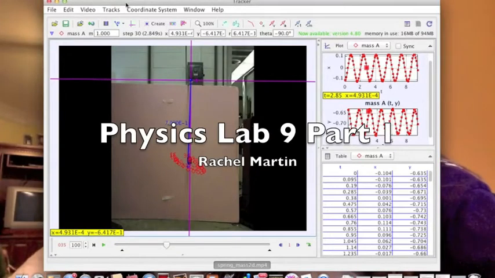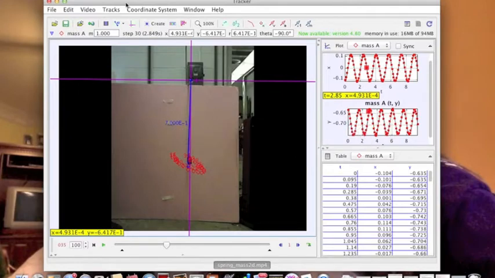Hi, my name is Rachel Martin, and this is my Lab 9 Part 1 at-home physics lab. The purpose of Lab 9 is to model a spring moving in two dimensions and compare it to experimental values found from a video clip provided. The lab also asks us to analyze the spring's potential energy.